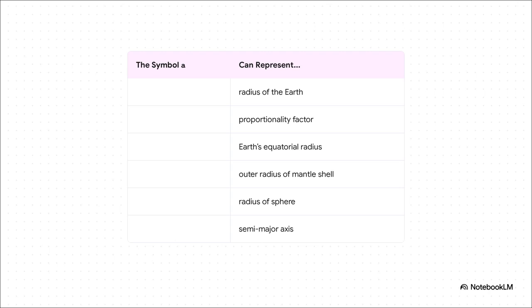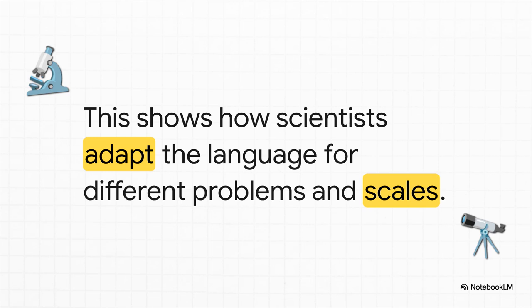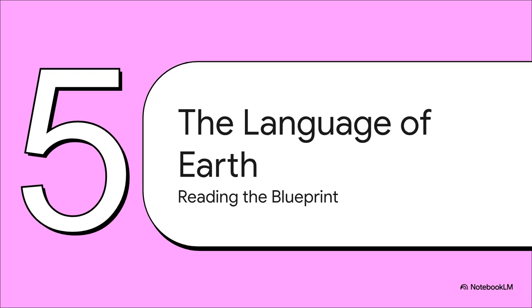But depending on the specific problem a scientist is working on, it can also mean the radius of just the mantle, or a proportionality factor, or a whole bunch of other specific things. Now, that's not a flaw, it's a feature. It shows you how flexible this language is. Scientists adapt their vocabulary for the very specific problem they are trying to solve, whether they're modeling the whole planet or just one tiny piece of it. It's all about precision.